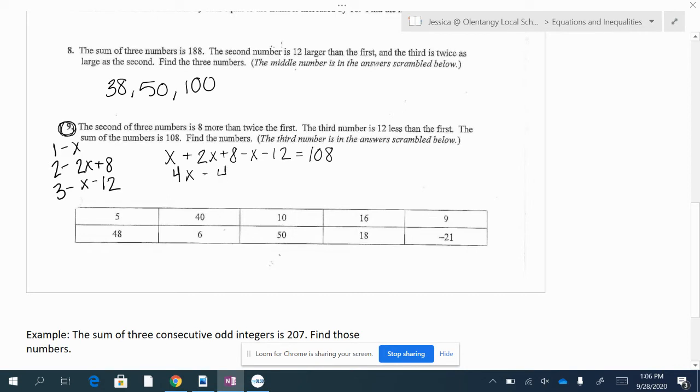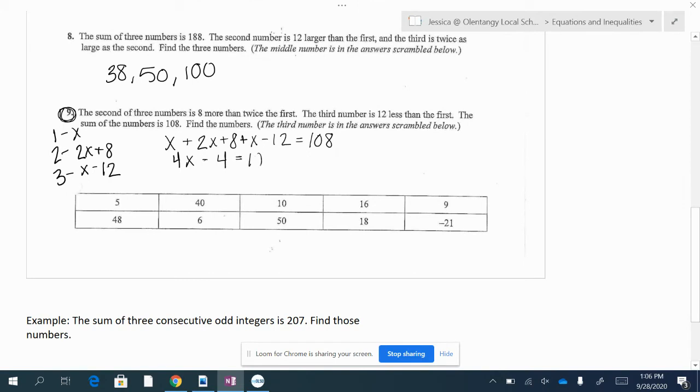minus 4, nope. This should be a plus, 4x plus -4... equals 108. And then if we add 4 to both sides, we get that 4x equals 112, divided by 4. X equals 28. And then here, just make sure that you're plugging your numbers back in.